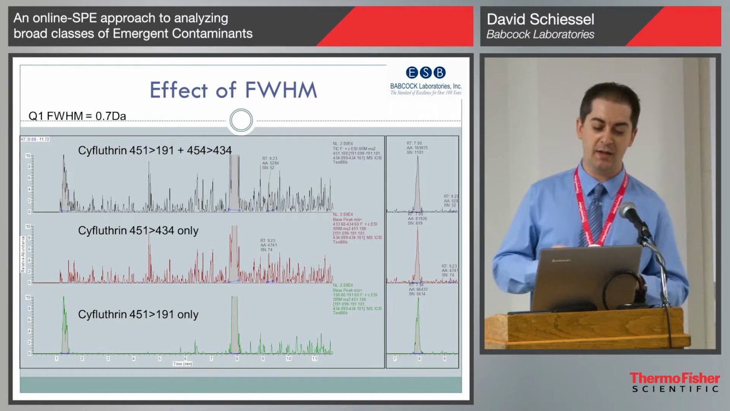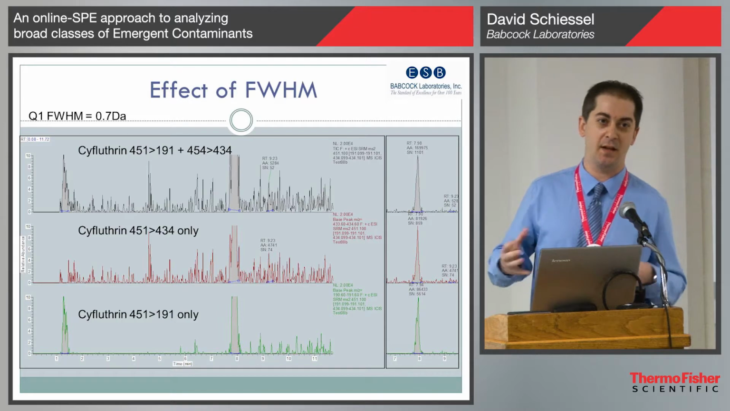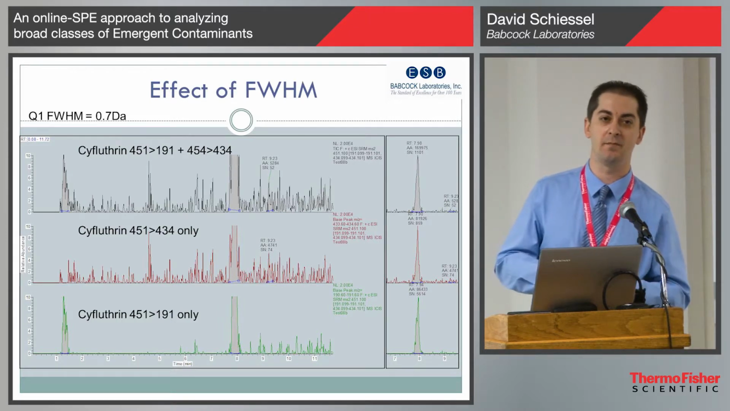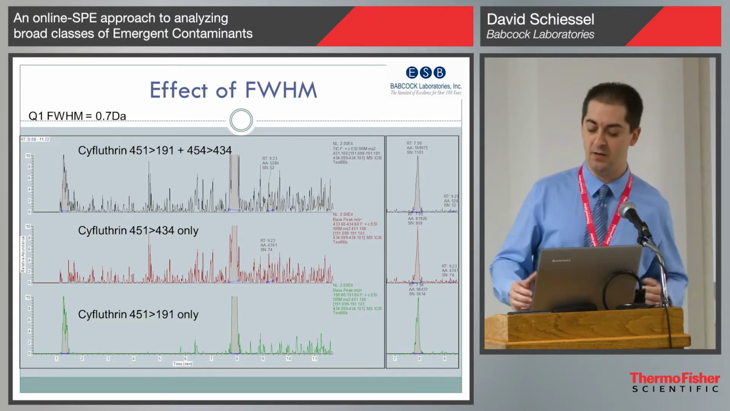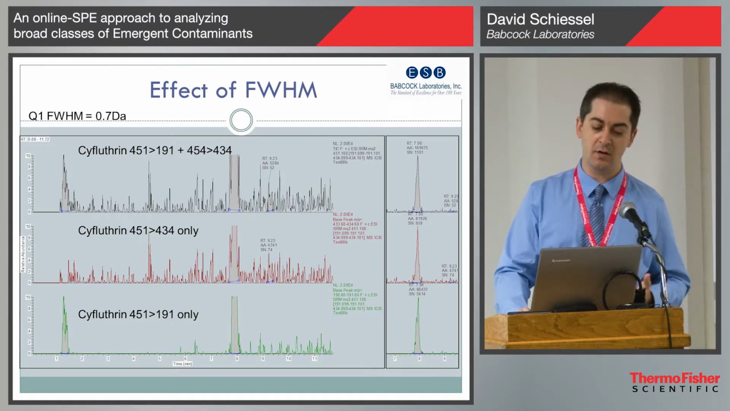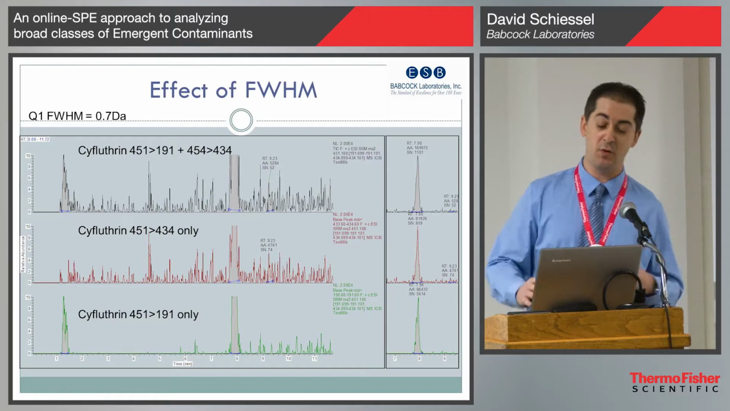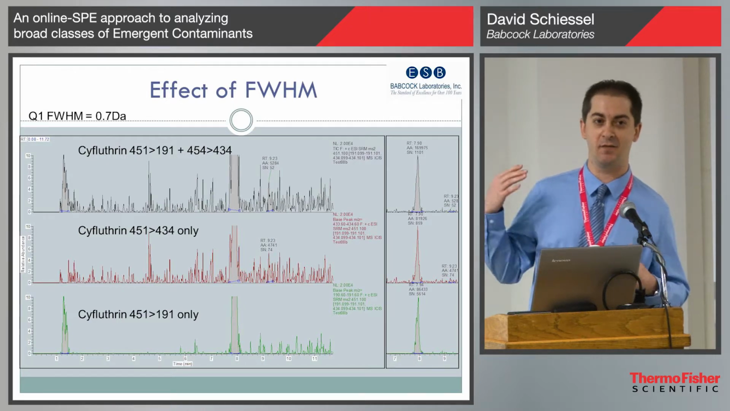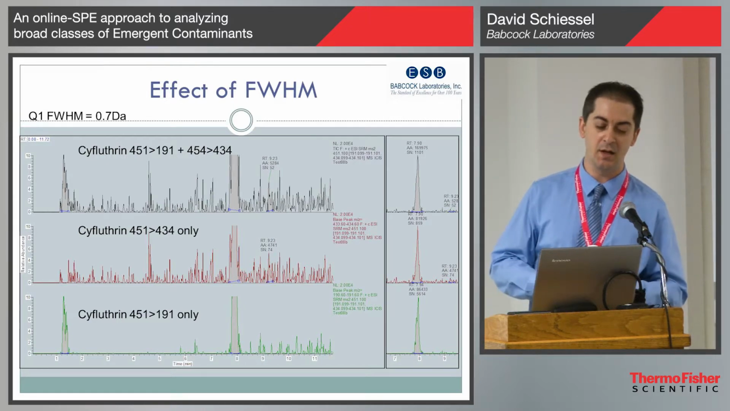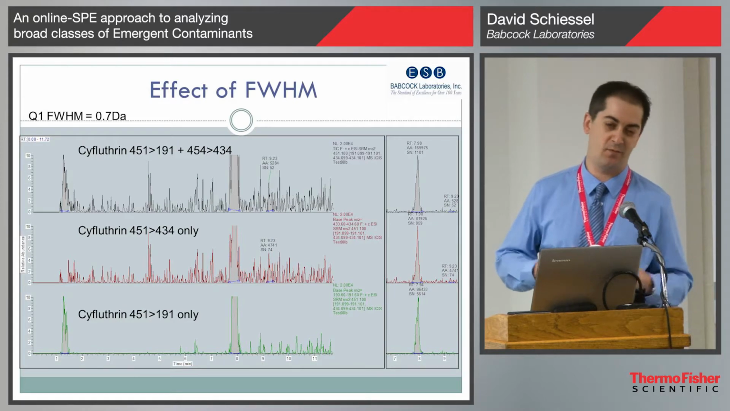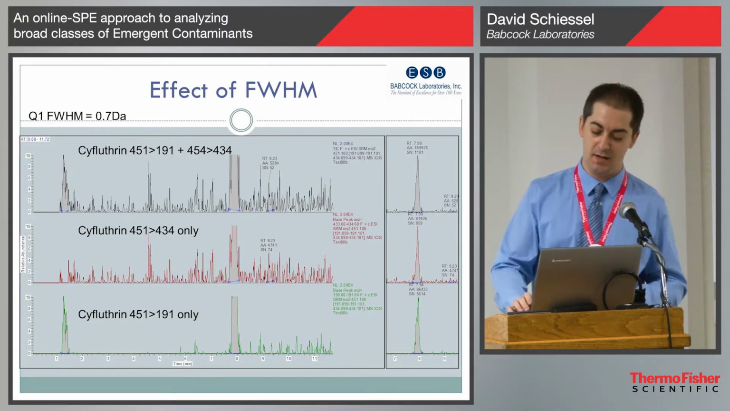So we started looking at what the mass spec can help us tell whether this is truly a hit or not. I started looking at the effect of the full width half maximum, because in most applications that we see, they set it at unit resolution, at 0.7, and that's how most people just set up their methods.